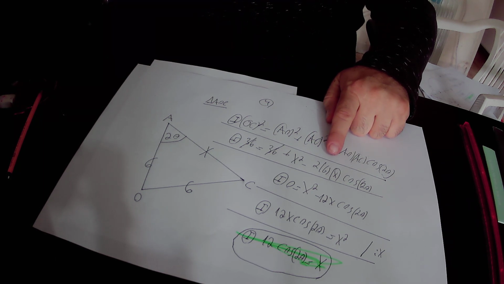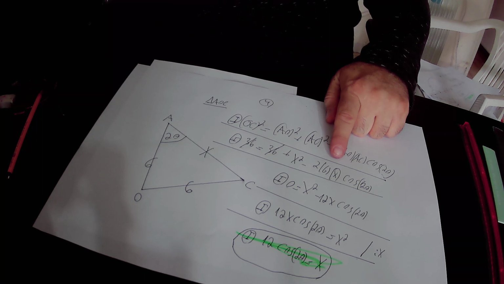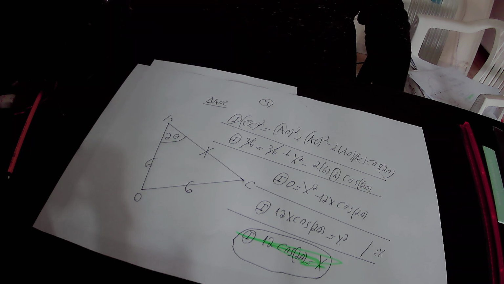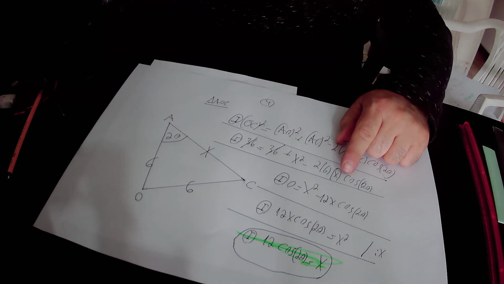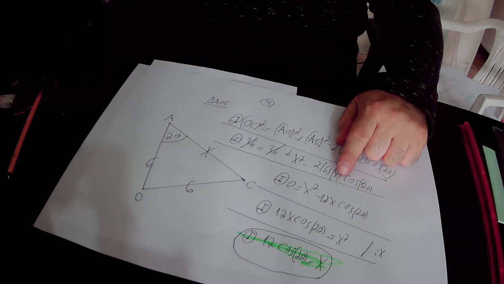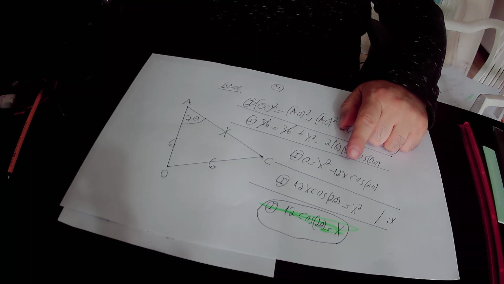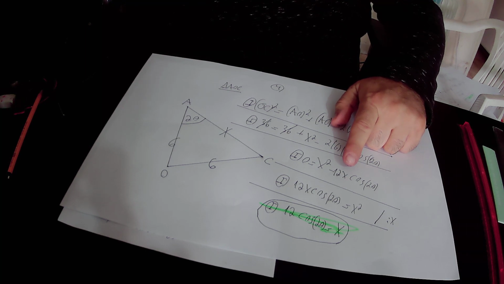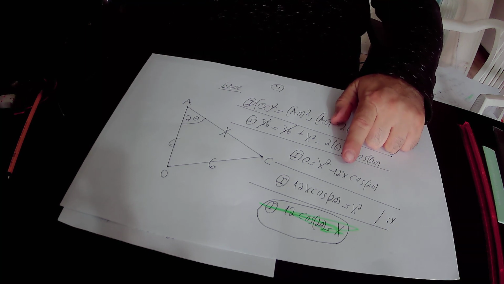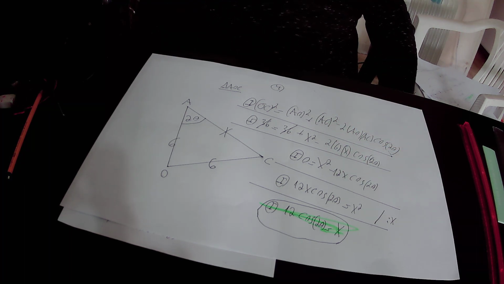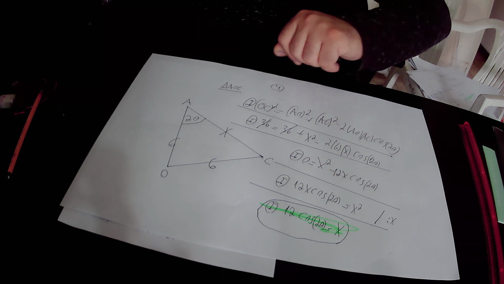2 times minus 2 times 6 is minus 12, so this expression equals minus 12 times X times cosine 2 theta. We added 12X cosine 2 theta to this equation and found out that 12X times cosine 2 theta equals X squared. We divided this equation number 1 by X and found out that X equals 12 times cosine 2 theta. So the only thing left to do is to find the value of cosine 2 theta.